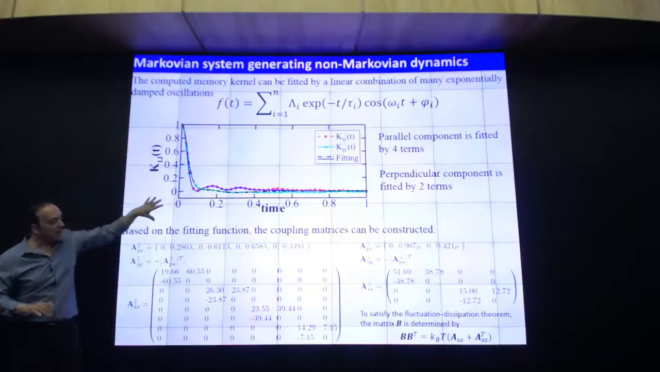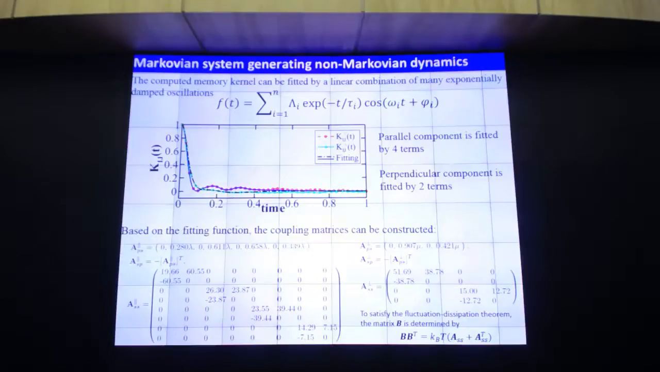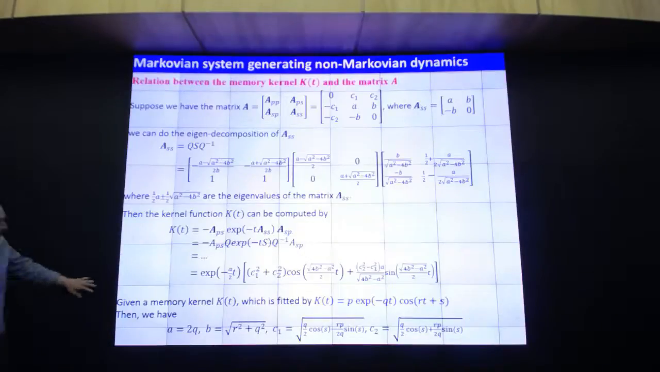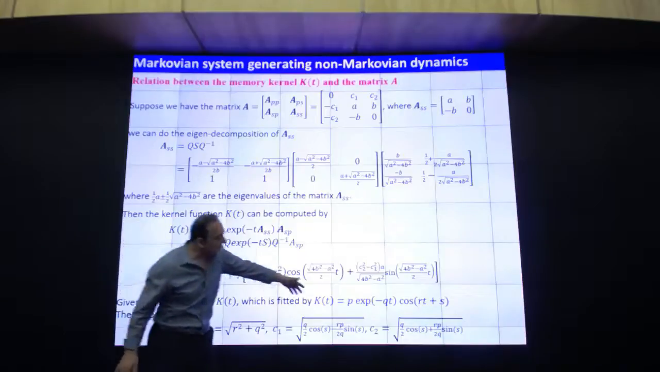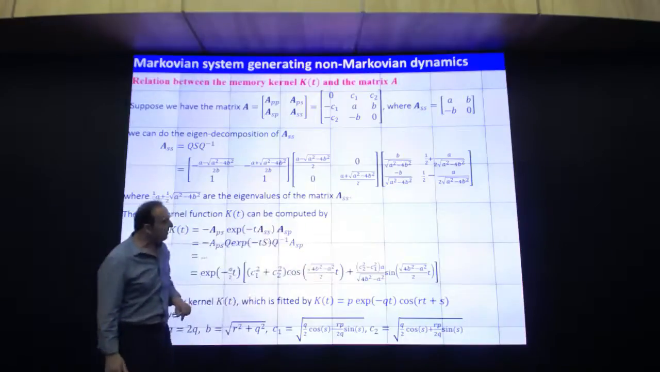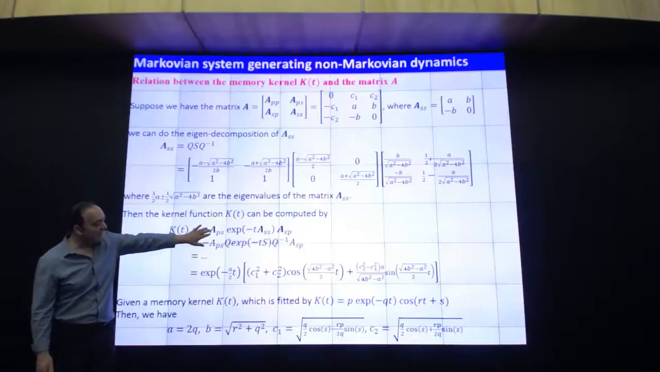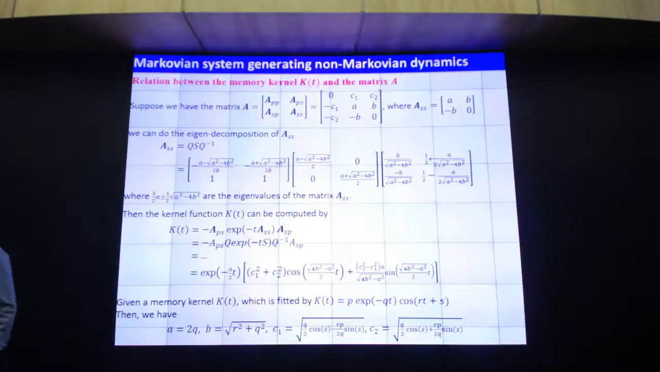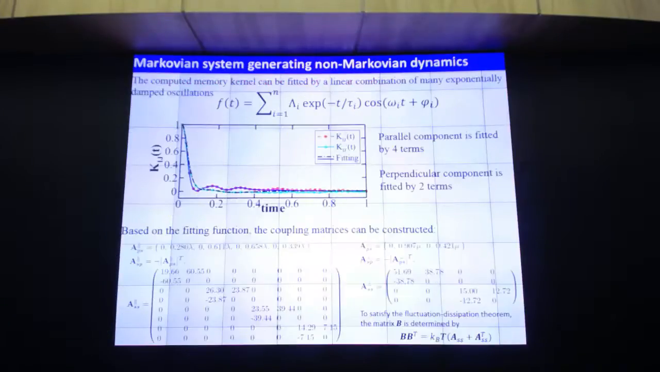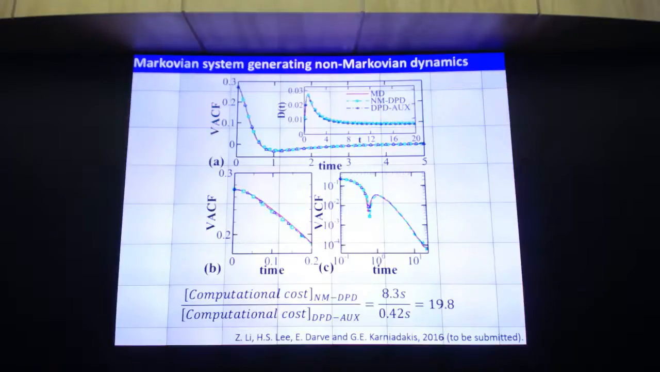Having now the fit, you can go back and have it down here. The memory kernel will be approximated by something like this, and then you can construct these A matrices based on these parameters. This has not been written up yet, but let me just say the result so you see what happens, and I have one more minute.